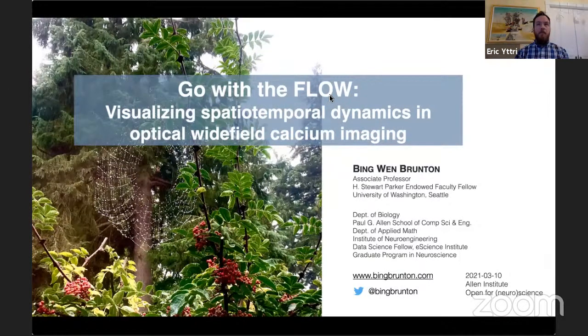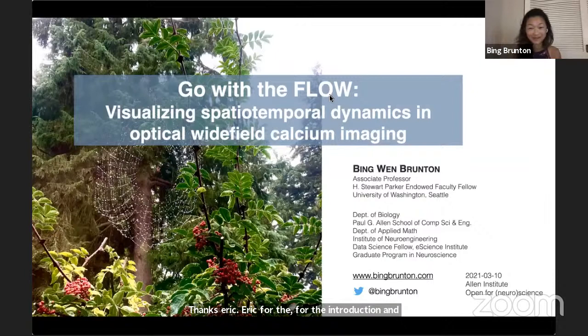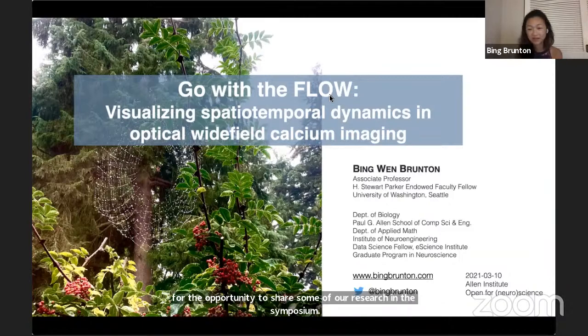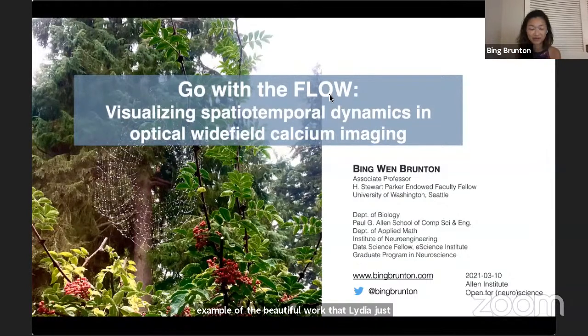Thank you, Bing. Thanks, Eric, for the introduction, and thank you to the organizers for inviting me here and for the opportunity to share some of our research in the symposium. I think what I'm talking about is but a very small example of the beautiful work that Lydia just introduced with the Common Coordinate Framework. It's a new direction for my lab, so I was pretty excited to have the opportunity to share it with you all.